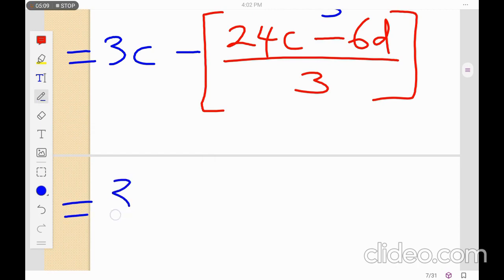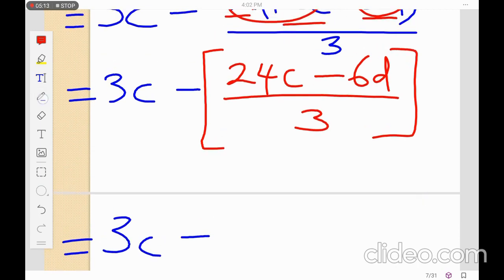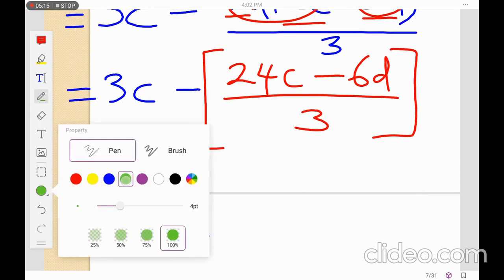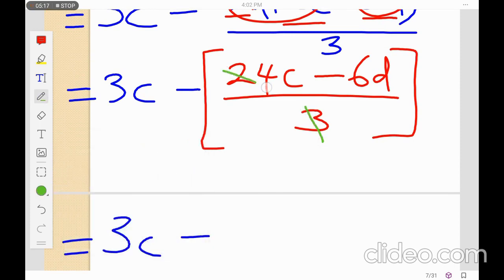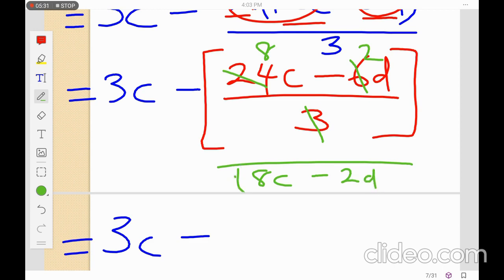So I have 3c minus, now I'm dividing there. Let's divide. Dividing by 3 into 24 we get 8, then 3 into 6 we get 2. Okay, so I'm now having something that is like here on this bracket there. I now have 8c minus 2d there. Okay, and I'll put my bracket. Okay, so let's do that.